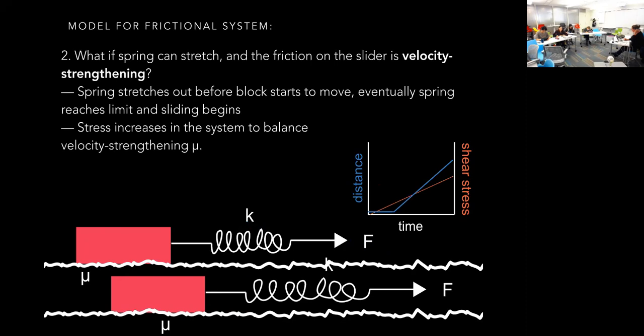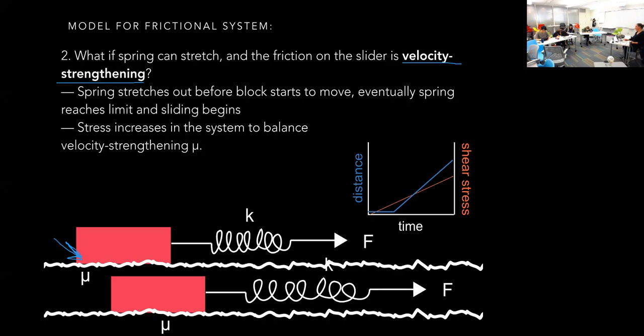Then we can have two end member behaviors for this interface here. One is that when you start pulling it, it gets stronger with increasing speed. And the other one is when you start pulling it, it could get weaker with increasing speed. So if it gets stronger with increasing speed, we call that velocity strengthening.